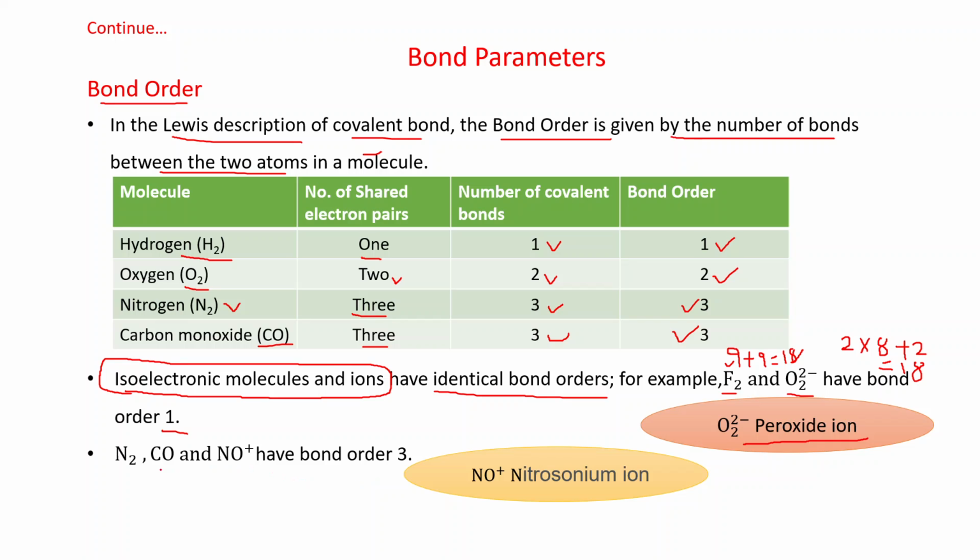One more example. N2, CO and NO plus have bond order 3. All these 3 species are isoelectronic species. And in this case, NO plus is known as nitrosonium ion.